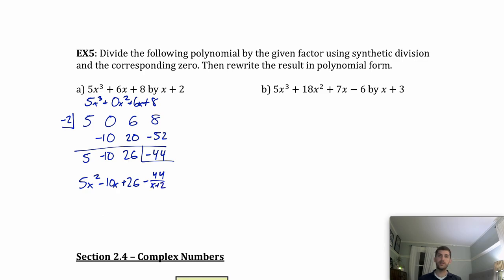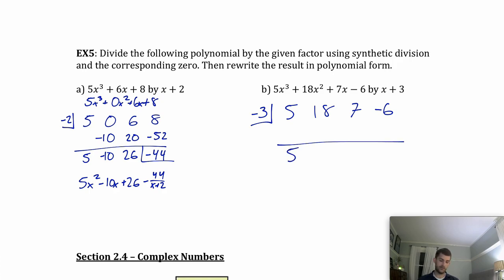One more, looking at that, 5x to the third plus 18x squared plus 7x minus 6. There's no degrees missing. We got x to the third, x to the second, x to the first, and x to the 0. So we're good to go. Now we're dividing by x plus 3, so we'll put negative 3 there because it makes x plus 3 equal to 0. We got 5, 18, 7, and negative 6. Again, the coefficients from our dividend.